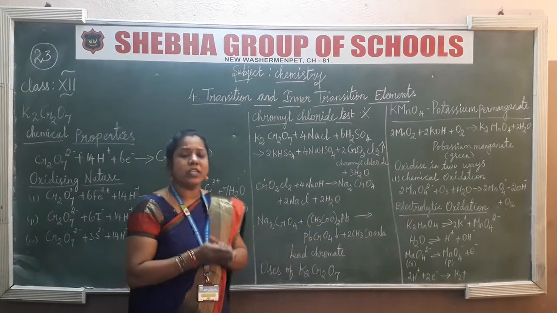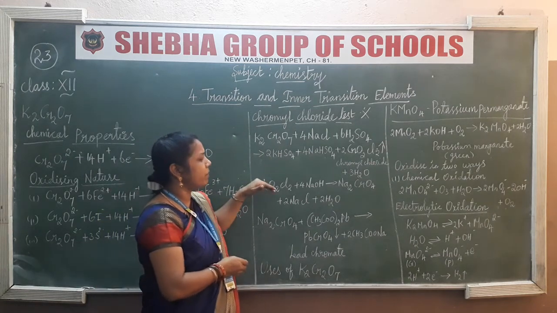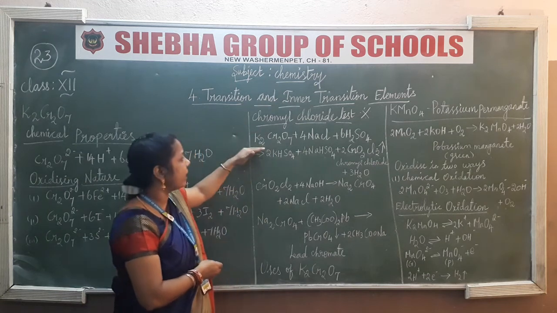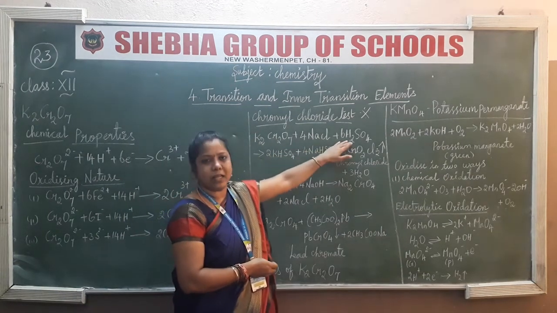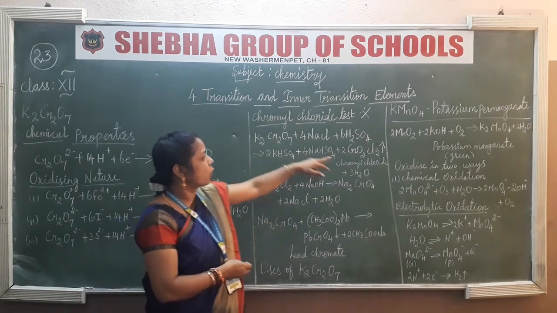So that is the most important thing to understand about the chromyl chloride test. It's simply 3 steps only. For the first step, potassium dichromate, sodium chloride and sulfuric acid react, and we can get chromyl chloride.